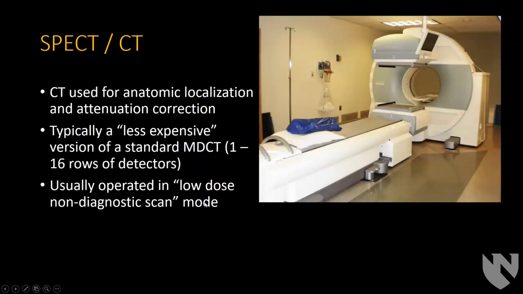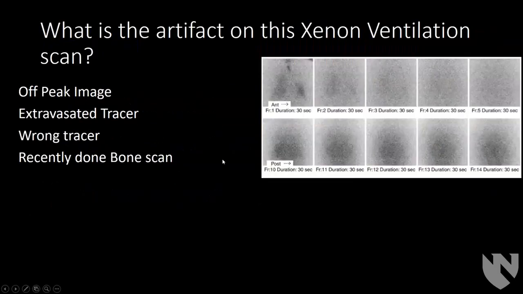SPECT CT is something you can do in addition to just regular SPECT, where you can use the CT both for attenuation correction and also for anatomic localization. That's pretty much what everything is used with now. Usually the CT that's part of a SPECT CT is a less expensive version of a CT scanner than you would use for diagnostic CT in your department. A lot of times you'll use the CT scanner in a low-dose mode that is still good enough for attenuation correction, but it's not meant to be high anatomic detail.